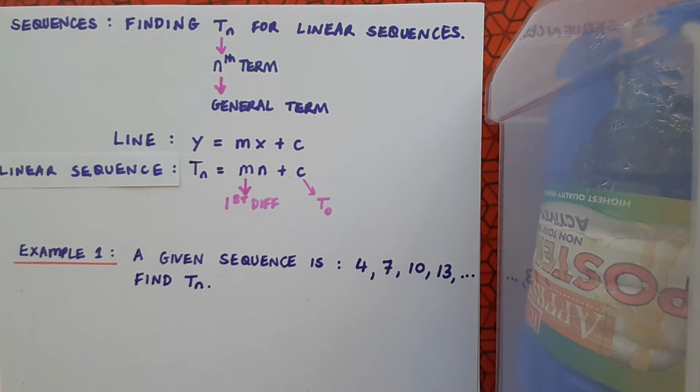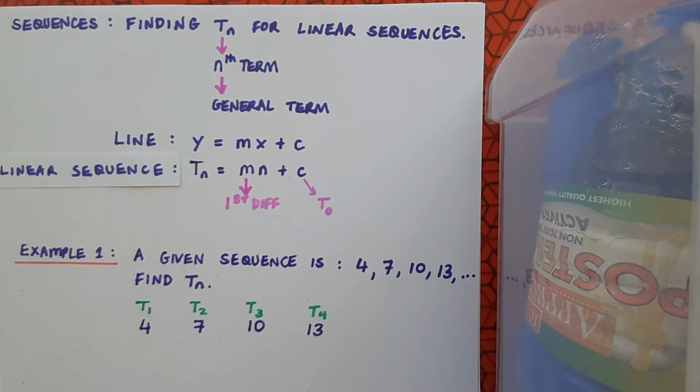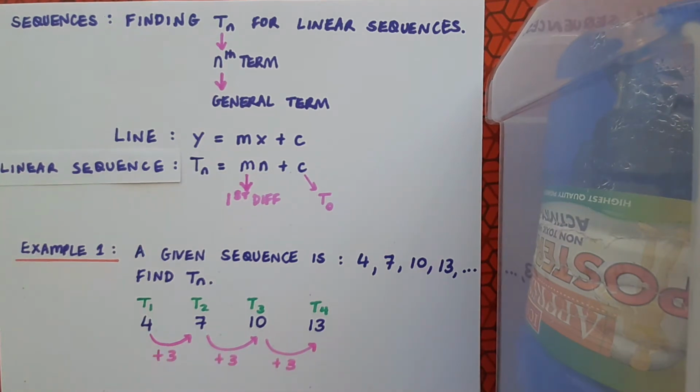So our example says that a given sequence is 4, 7, 10, 13 and so on, and we want to find Tn. Okay, so to find Tn, I'm going to start by listing out my sequence again and writing the term number above each term. And I'm going to give myself plenty of space. So here are the terms of my sequence, and above them I'm going to write T1, T2, T3, T4 and so on. Okay, next I'm going to get my term-to-term difference, my first difference. In this case, the way that I get from each term to the next is by adding 3. Okay, so now I know my first difference.